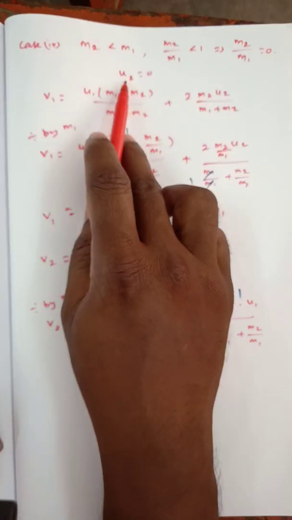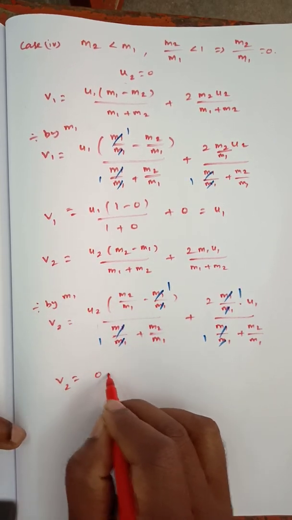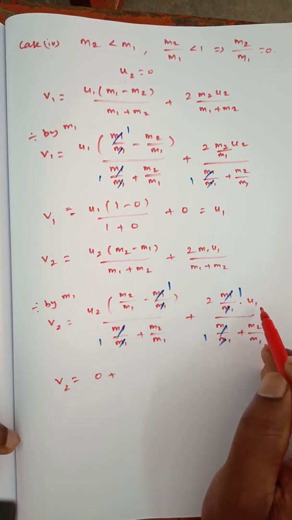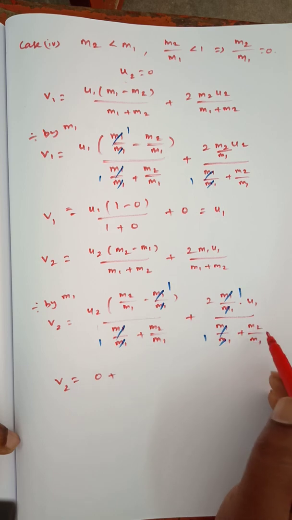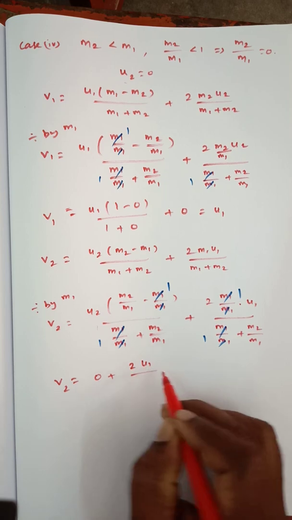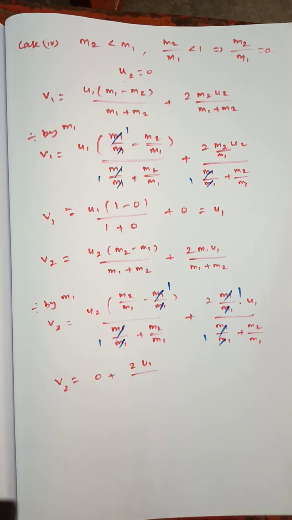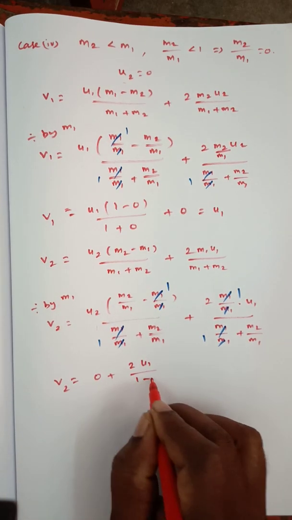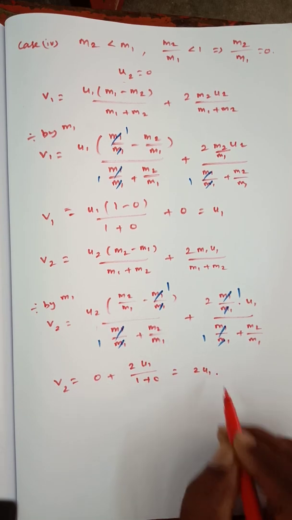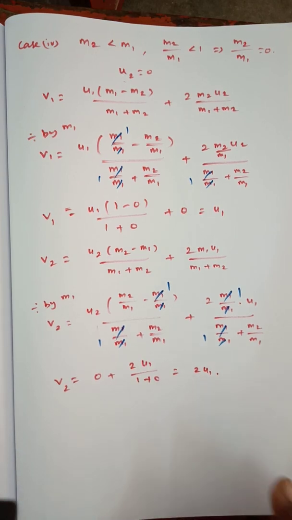See, u2 equal to 0. So 0 to something, 0. Therefore v2 is equal to 0 plus here what? 1 into u1. Okay. Then m2 by m1 equal to what? 0. Okay. So then we write 2 into u1 by 1 plus 0, 1 plus 0. So as it is 1, 2 u1 only, so 2 u1 is the answer. v1 equal to u1, v2 equal to 2 u1.